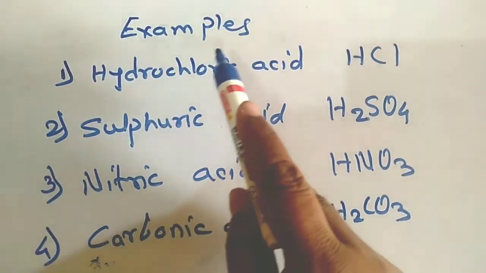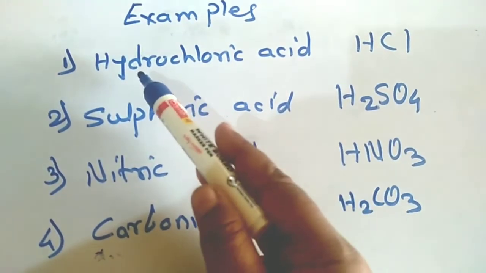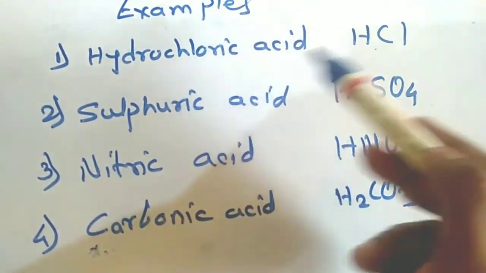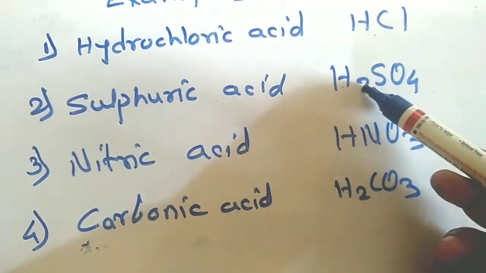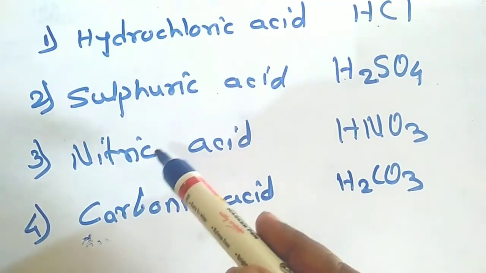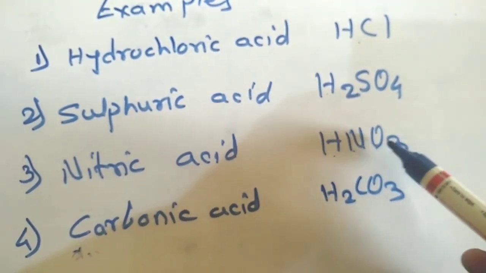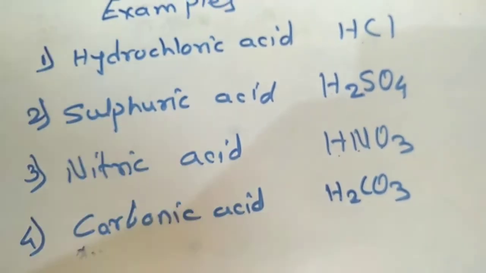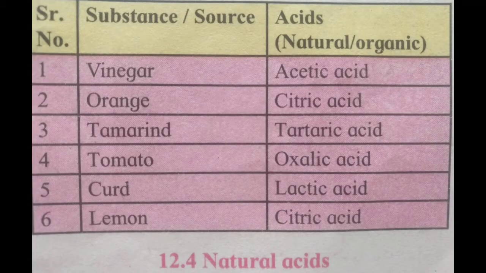Let's learn about examples of acids. These are some examples of acids. First one, hydrochloric acid. Formula of hydrochloric acid is HCl. Second one, sulfuric acid. Formula of sulfuric acid is H2SO4. Third one, nitric acid. Formula is HNO3. And fourth one, carbonic acid. Formula is H2CO3.